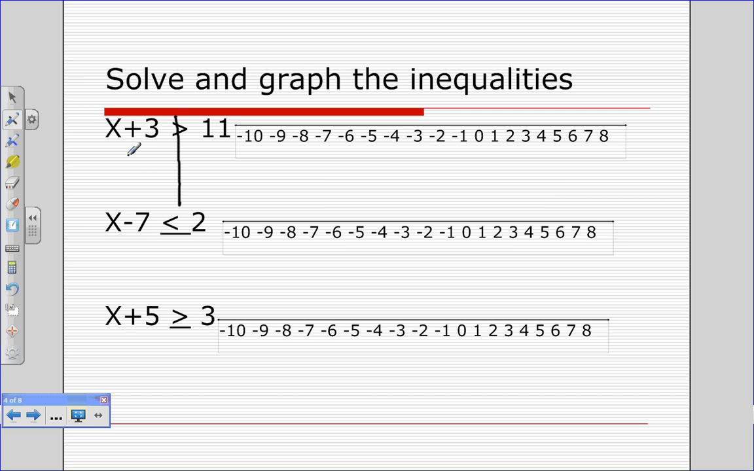Opposite of plus is minus. We're going to subtract 3 on both sides, and we'll get x is greater than 8. So now just like last time, we have to find the 8, point the arrow in the right direction, and we have our inequality graphed.